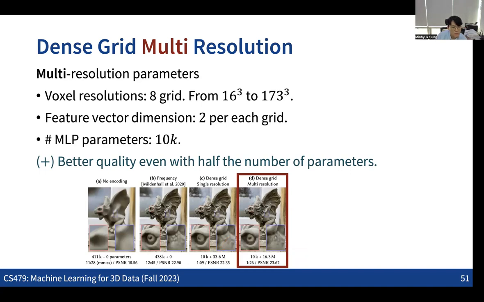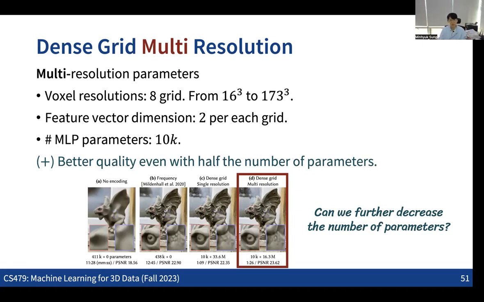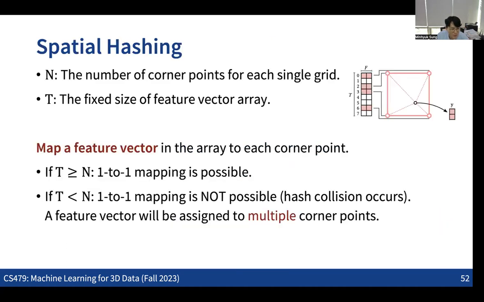Yes. So actually, one more thing: can you further decrease the number of parameters? These are all ideas on how we can reduce the number of parameters while we are still using the voxel representation, right? So one engineering way that we can reduce the number of parameters is using the hash table idea.